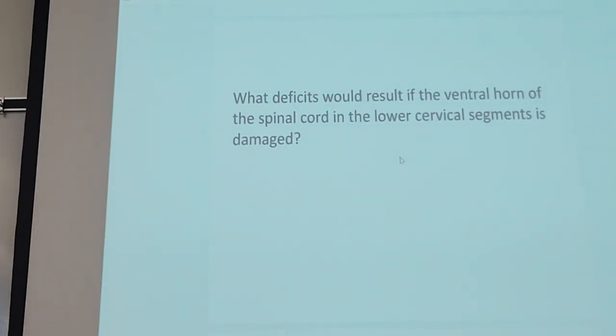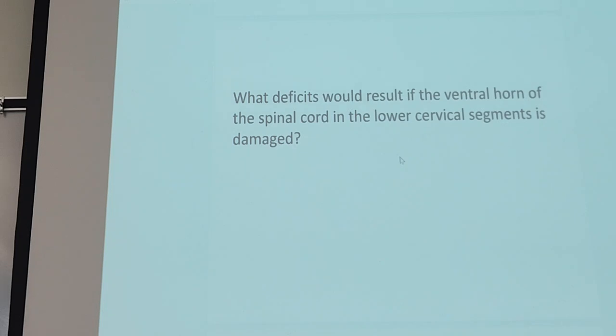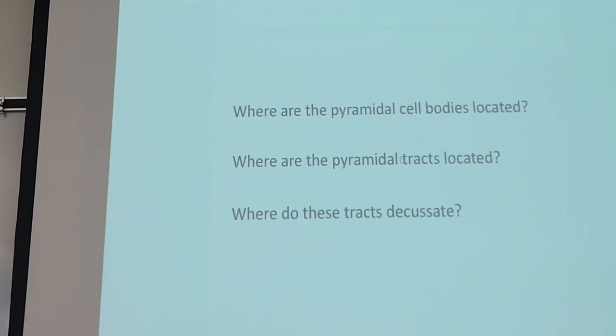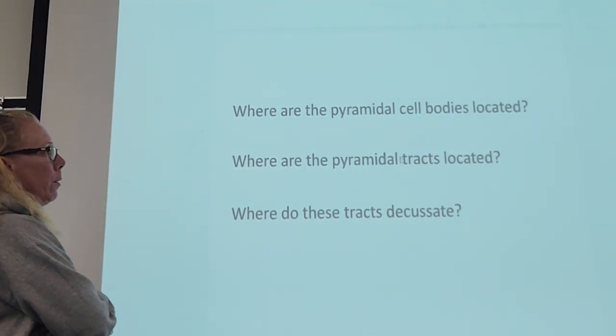So if the ventral horn of the spinal cord in the lower cervical segments is damaged, say like C6, 7, 8, somewhere like that, you have ventral horn damage. What's a ventral horn responsible for? Motor neurons. How would that patient present? Paralyzed, right? Probably paralyzed. Unable to move on their own. Okay.